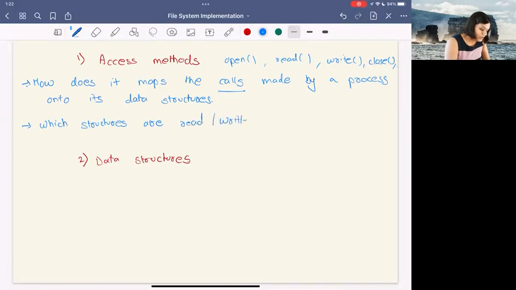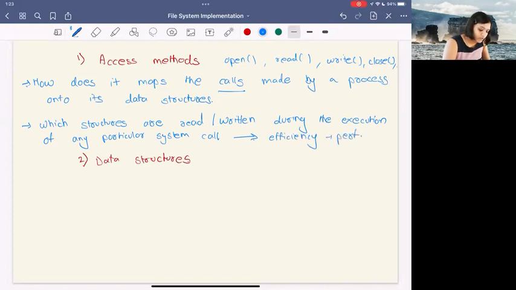Which structures are read or written during the execution of any particular system call would decide the efficiency in terms of performance, or it would decide the reliability of data on that system.